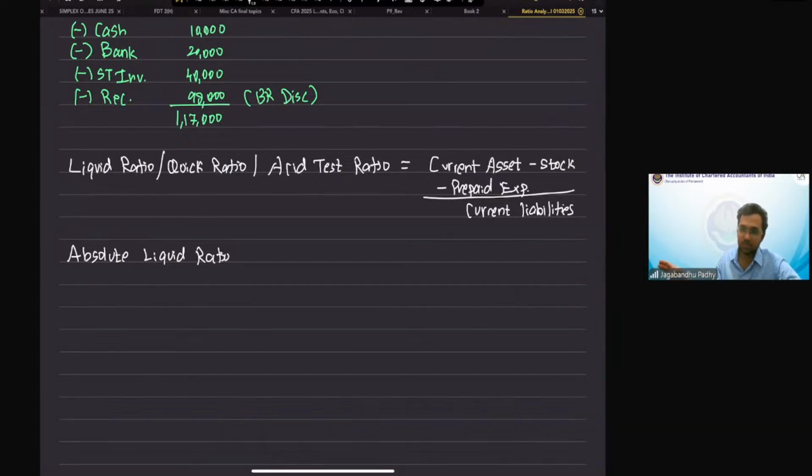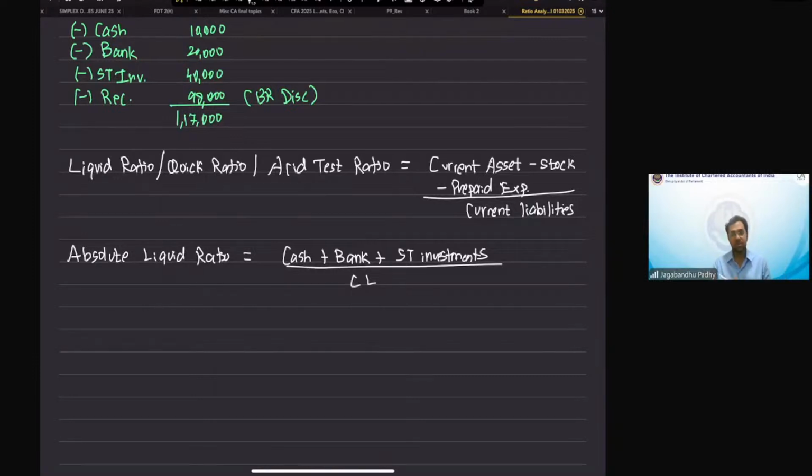Absolute liquid ratio. This can be calculated as, instead of subtracting stock and prepaid expenses, for absolute liquid ratio, we can just consider in the numerator cash, bank, and short-term or marketable securities or short-term investments, and then divide it by current liability. So this is an even more strict or a better version of the liquid ratio, right?